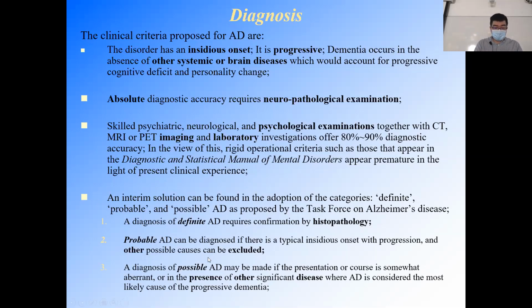Now, another one is possible. So if the presentation is somewhat like losing memory, but there are no other associated conditions, for example, no head injury and so on, it's just memory loss. That will be possible. So you can see that it might be in the first stage or progressive in the second stage. Okay.